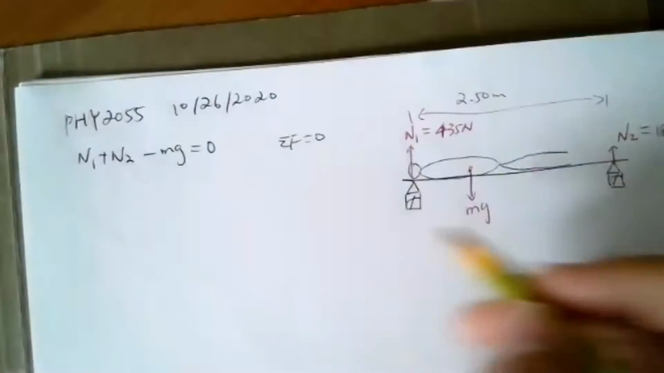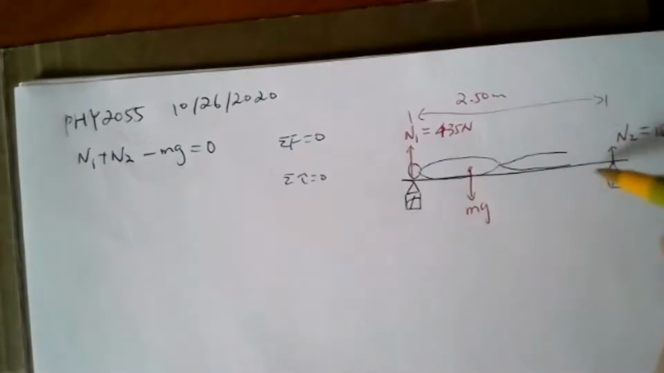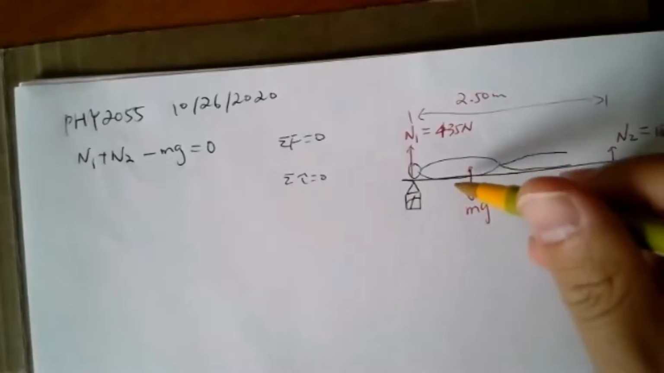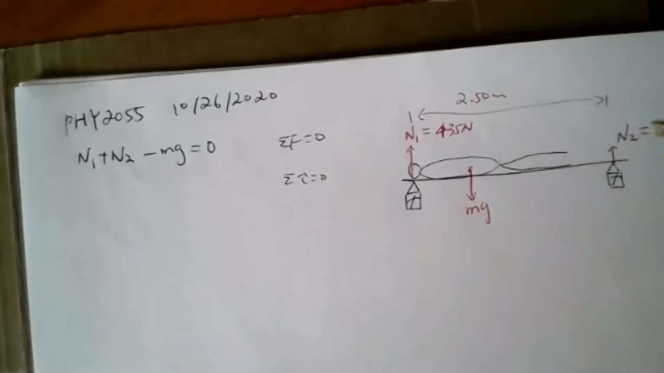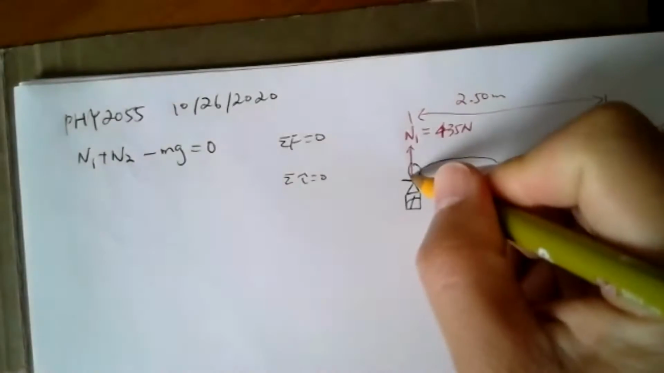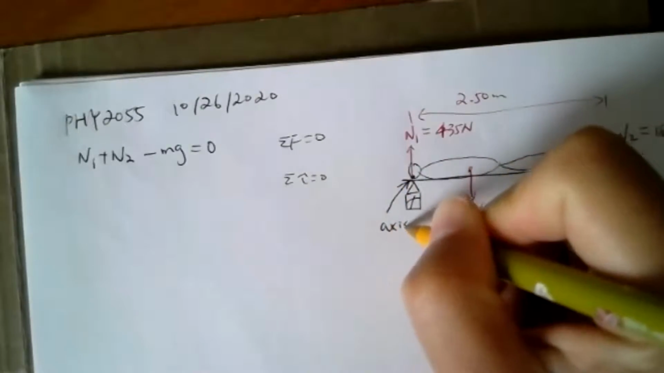And then net torque equal to 0. You apply that because this is in equilibrium, which means net torque is equal to 0, so you can pick any point to be your axis of rotation. I'm going to take the point where N1 is applied to be the axis of rotation.